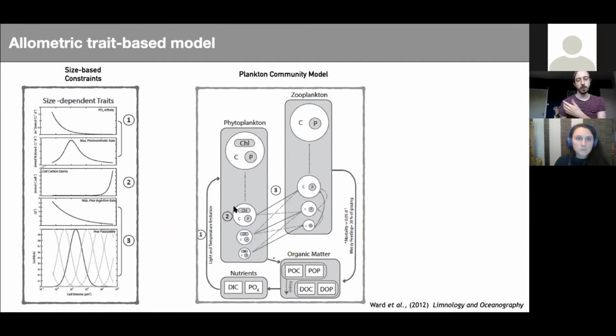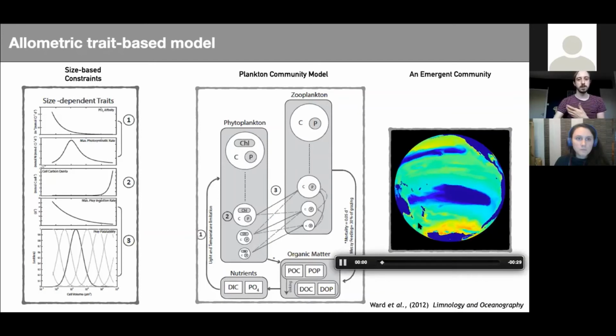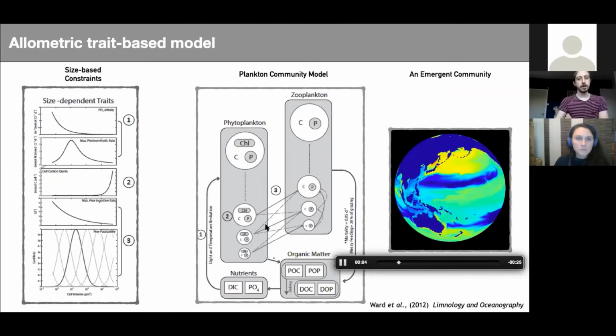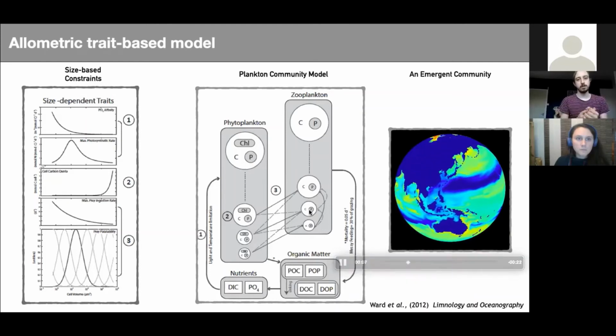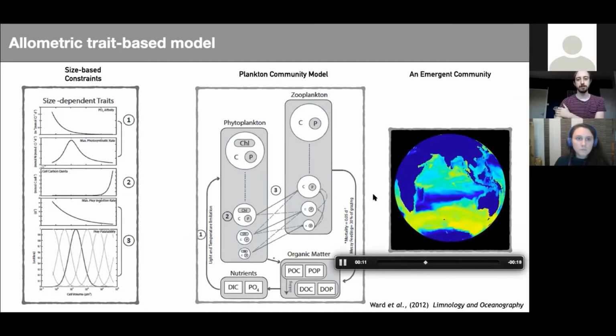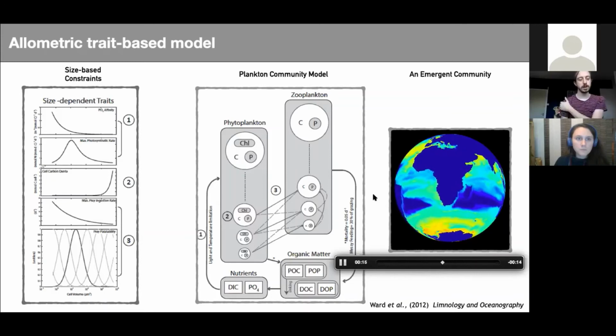We run the model and these plankton fight it out for survival. And again, we get this emergent community based on these underlying rules. But by using size, we've reduced the number of variables, so we can have much fewer traits to save time. So this is the model that we used and developed.